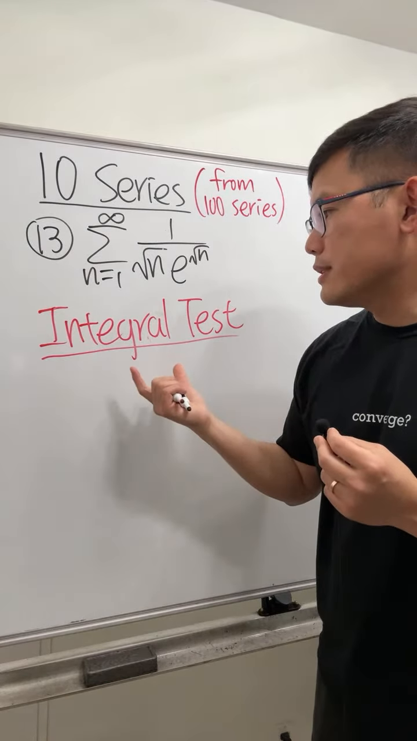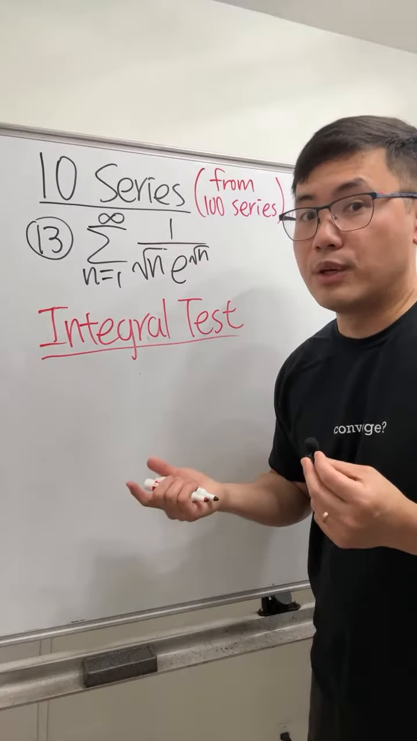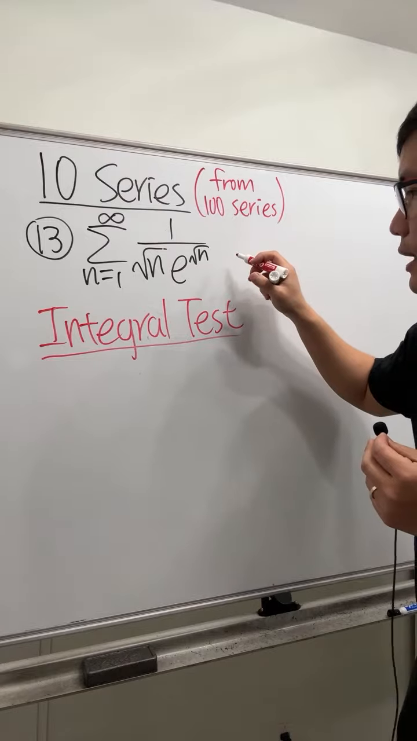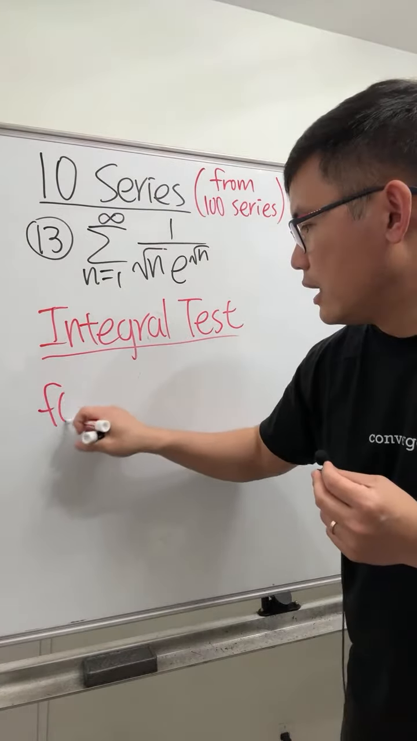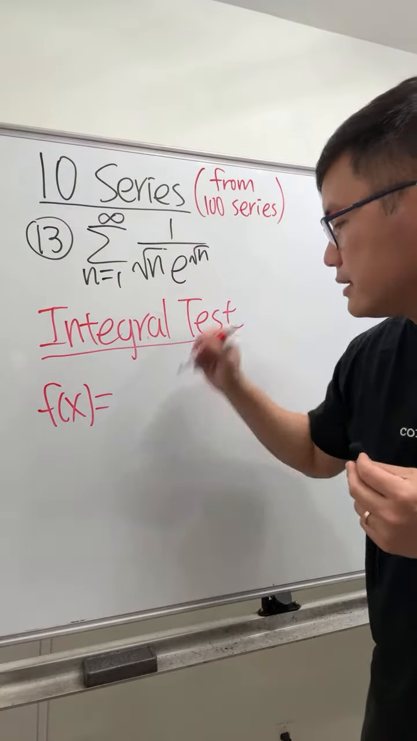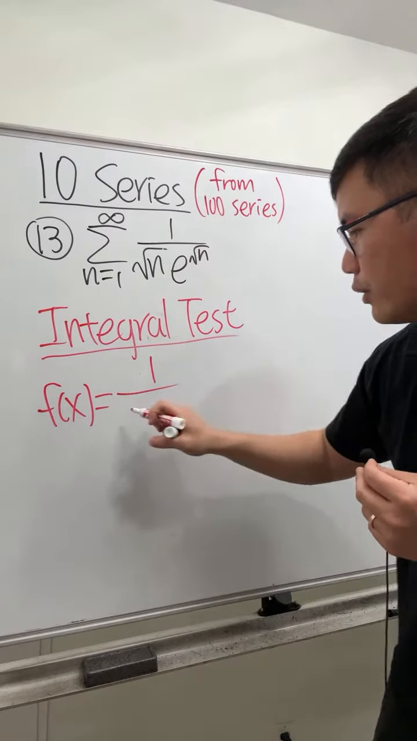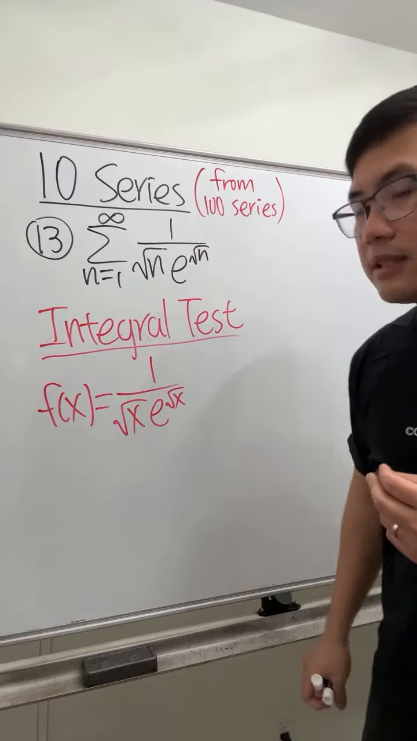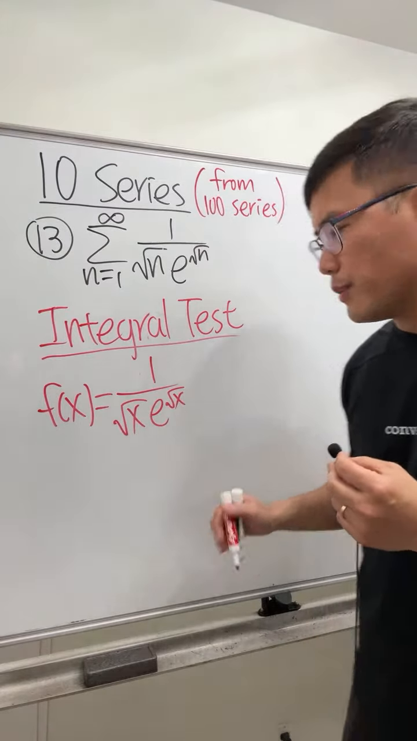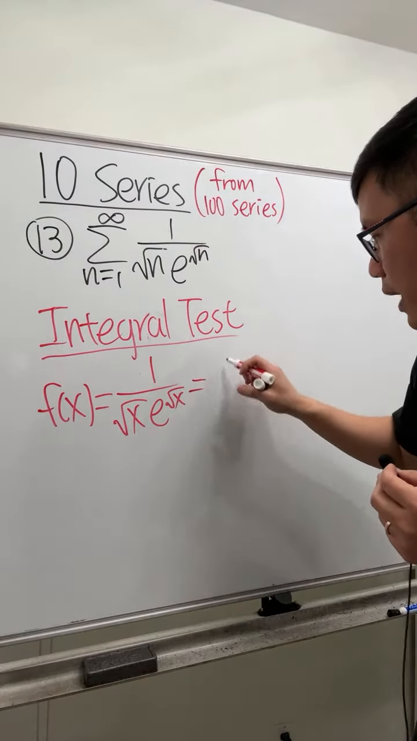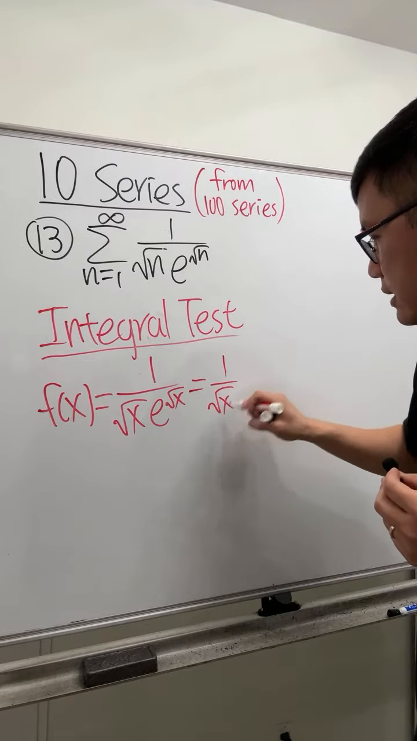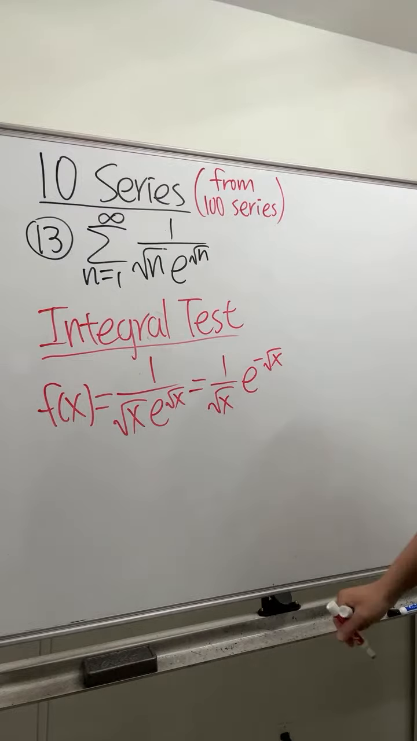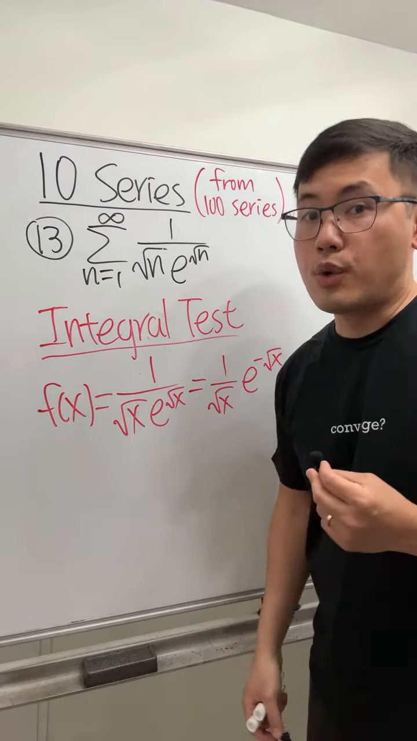If you want to use the integral test, you have to make sure that we can integrate. So in our case here, just think about our function. Let me just put it down here. Our f of x, just replace all the n's with x's. So we have 1 over square root of x, e to the square root of x. We can fix this a little bit. This right here is 1 over square root of x. Bring this up, e to the negative square root of x. And then imagine you have to integrate this.